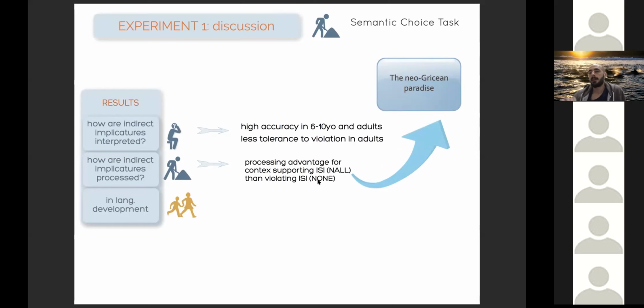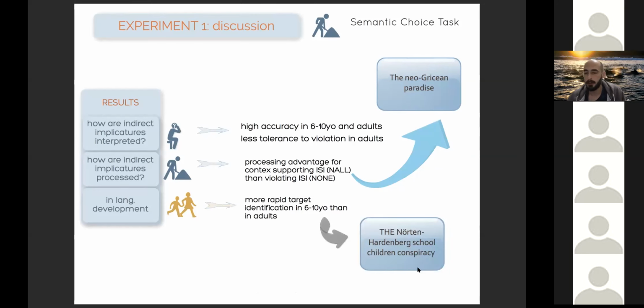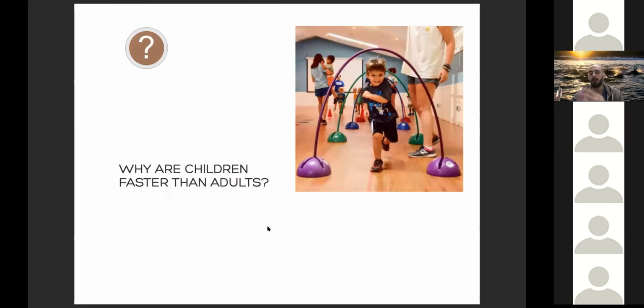So I call this, with a mocking name, the Neo-Gricean paradise, okay? And we will see why, but the reason should be kind of clear, because this supports the Neo-Gricean hypothesis that you have an immediate computation of the implicature, that you compute it by default, and then if anything, you cancel it in a context that does not support the implicature. And also this kind of school children conspiracy, whereby the children were faster than adults, okay? You have the more rapid identification in children than adults. Very strange. So the question is, why are children faster than adults? What was going on?